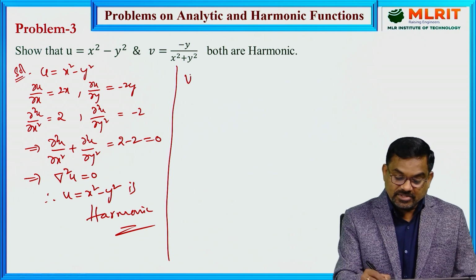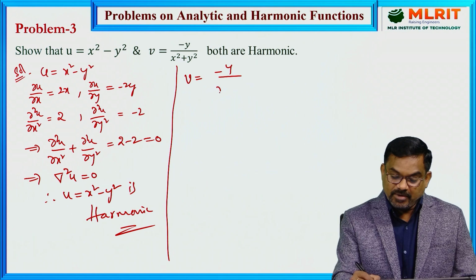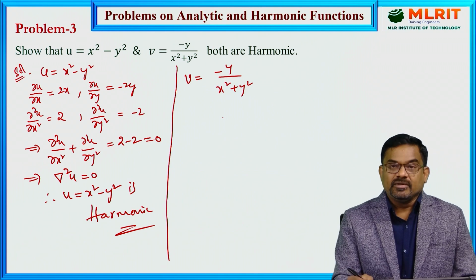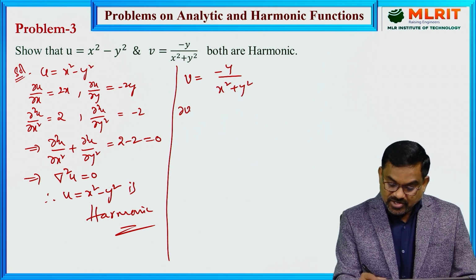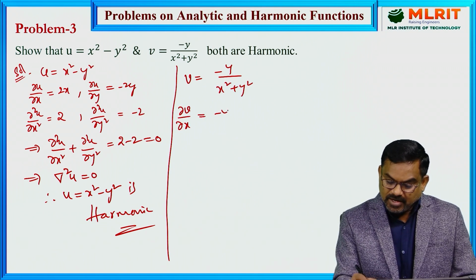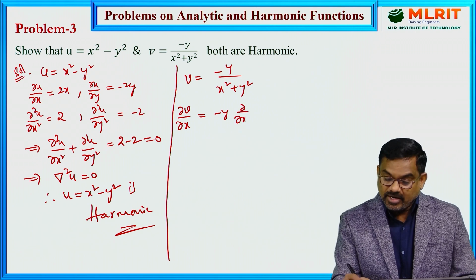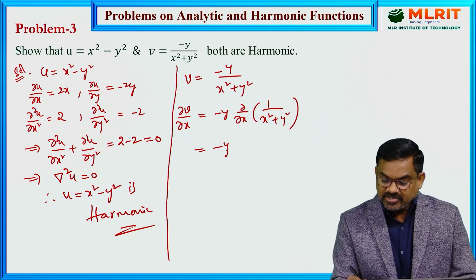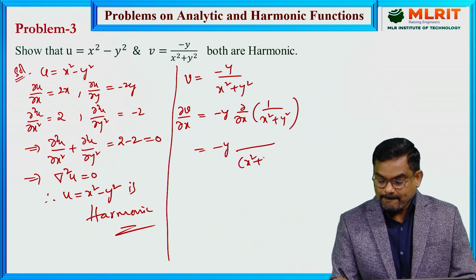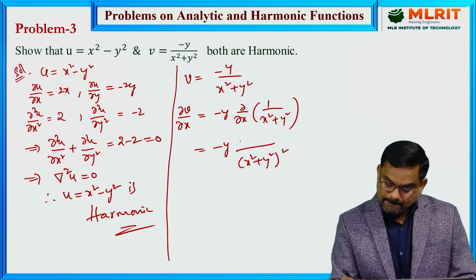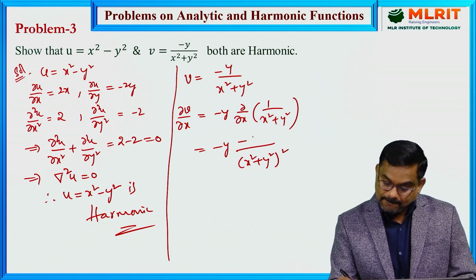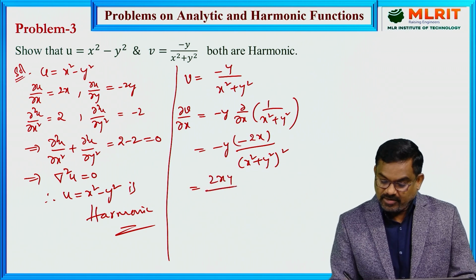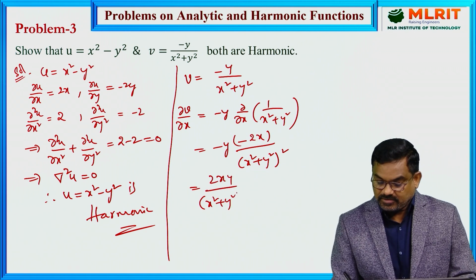Now, coming to the second one, v equal to minus y by x square plus y square. Now, let us differentiate v with respect to x first. So, minus y constant, dou by dou x of 1 by x square plus y square. So, by differentiating this, we get 2xy by x square plus y square whole square.